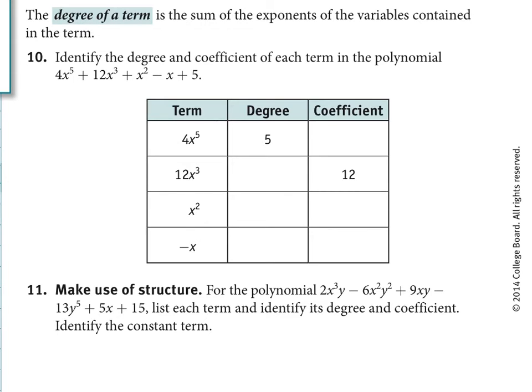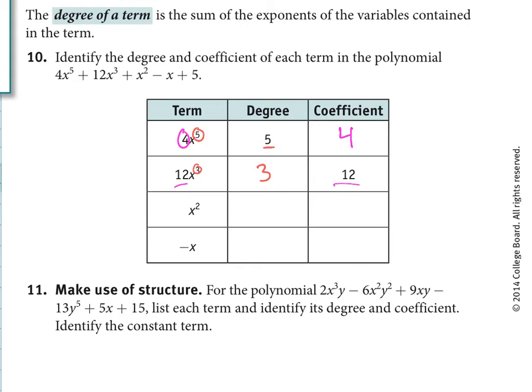All right, here's the first table on page 356, number 10. So we're given the term 4x to the 5th. We see they already gave us the answer for the degree. That's the exponent. That matches right there. What's the coefficient? The number in front, 4. Okay. What's the next example's degree? 3. The exponent is 3. Okay. There's its coefficient of 12.